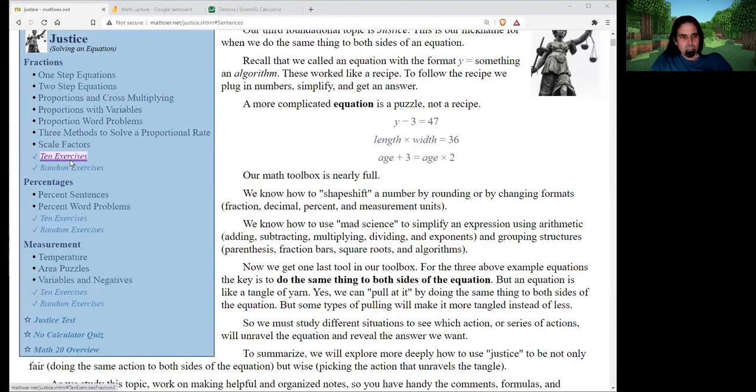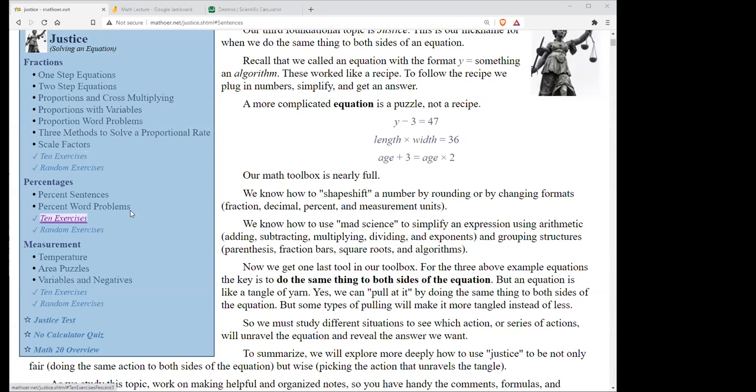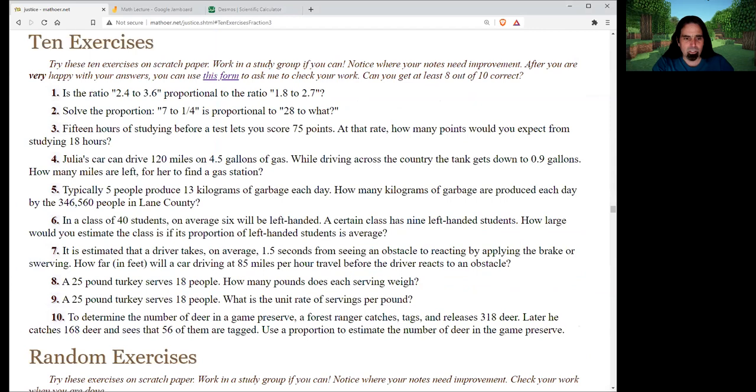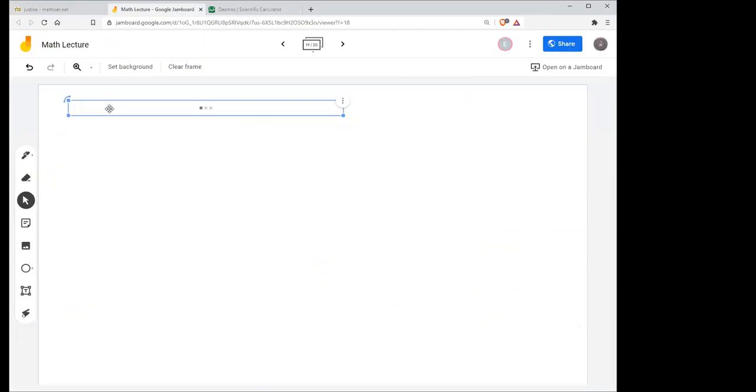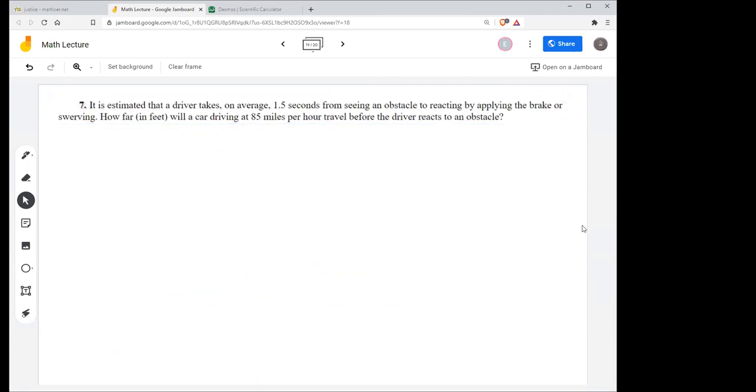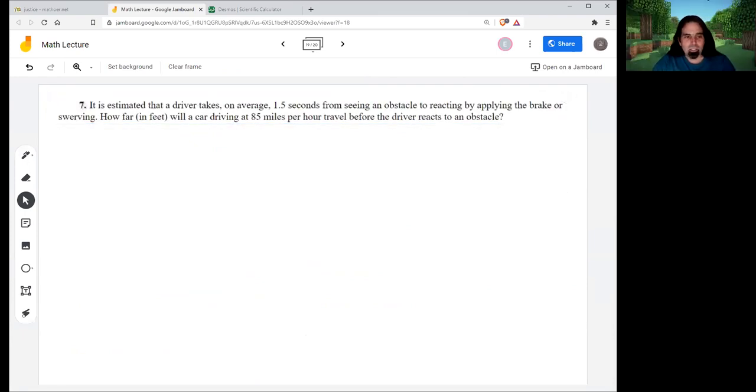Okay, number 7 in the fractions exercises or percentages? Fractions. Fractions number 7. It's estimated that a driver takes, on average, 1.5 seconds from seeing an obstacle to react by applying the brake or swerving. How far in feet will a car that's going 85 miles an hour travel before the driver will react to the obstacle?